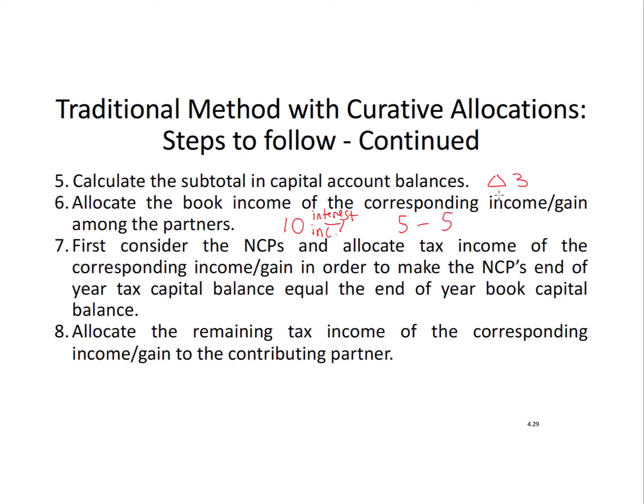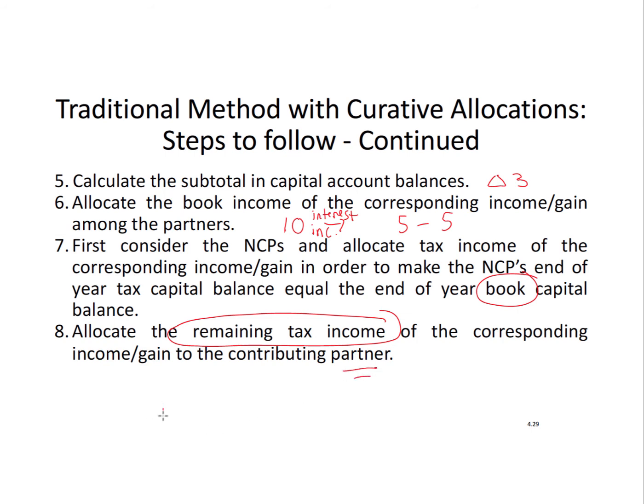You're looking at the difference, but you can also do it by just simply looking at the capital account balances. You focus on what the book should be, the book. And you can offset that with respect to the other item. Again, I recommend going through an example to see that. And you allocate the remaining tax income, which would be $3, to the other partner.